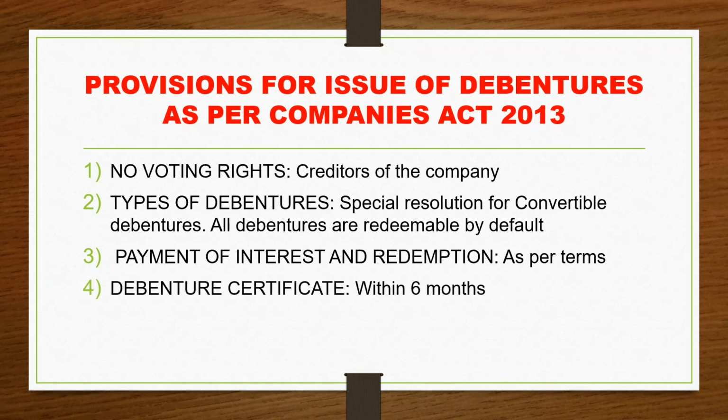Debenture certificate. A debenture certificate is an acknowledgement issued by the company when it issues debentures to the debenture holders. These certificates contain the details about the debenture holder, the number of debentures purchased, when purchased, the interest payable, and whether they belong to any particular type of debenture. This debenture certificate has to be given within 6 months of the issue of debentures.